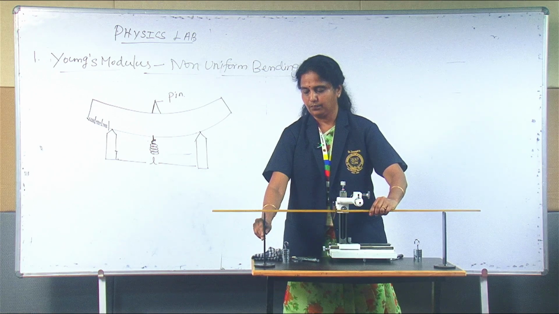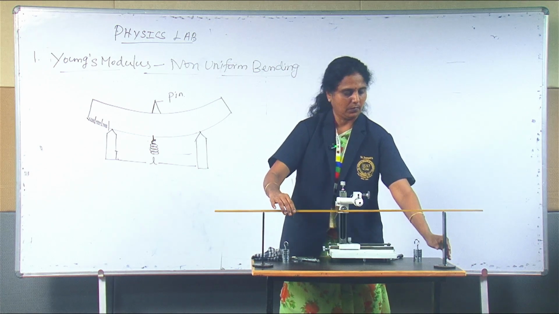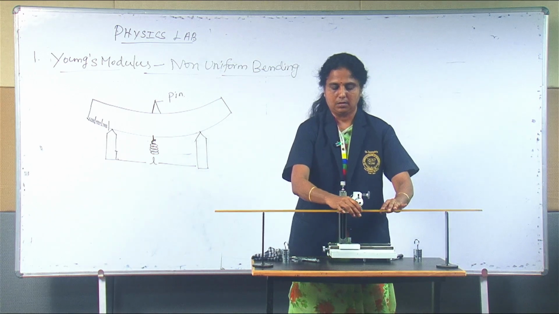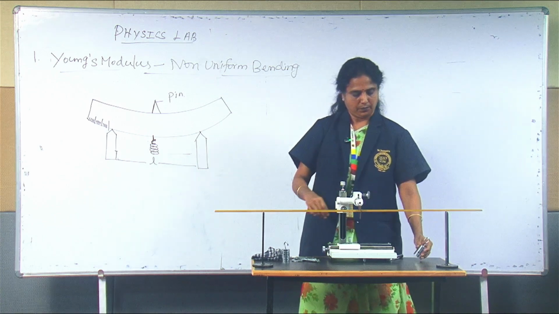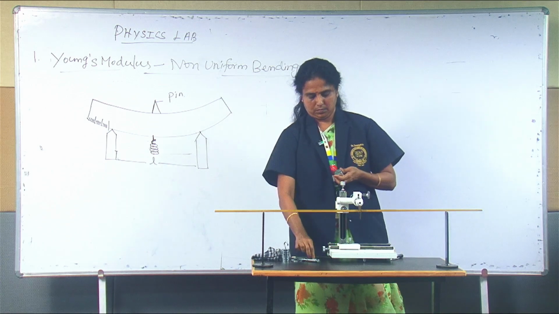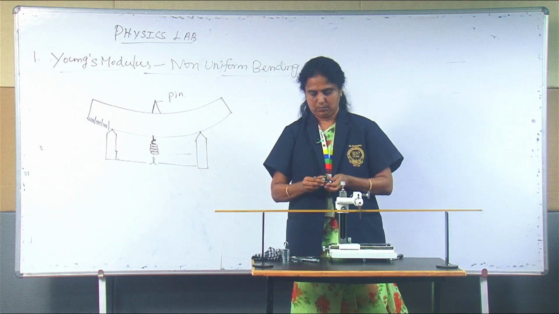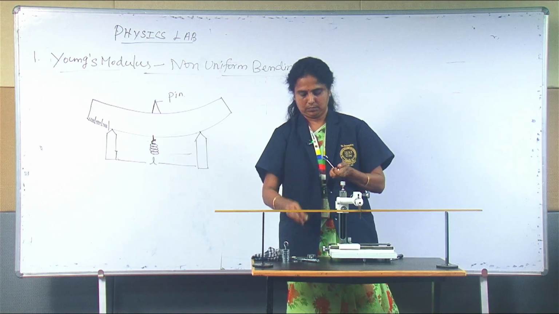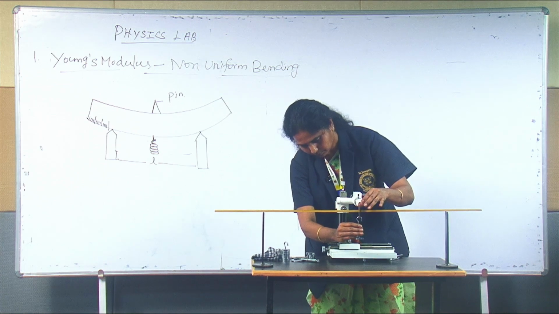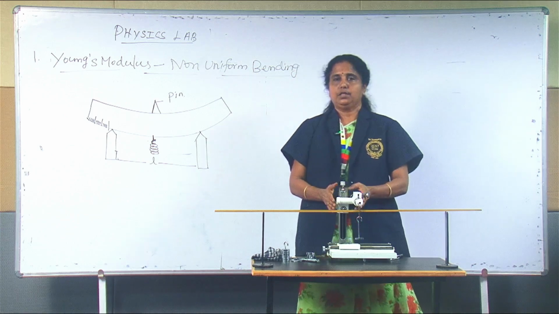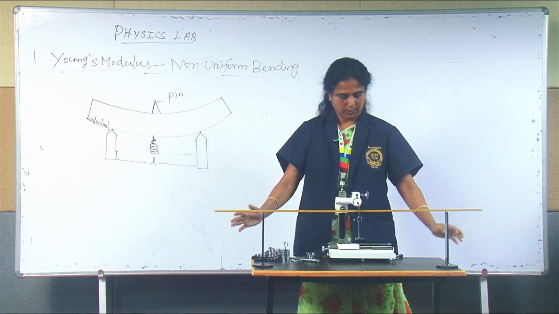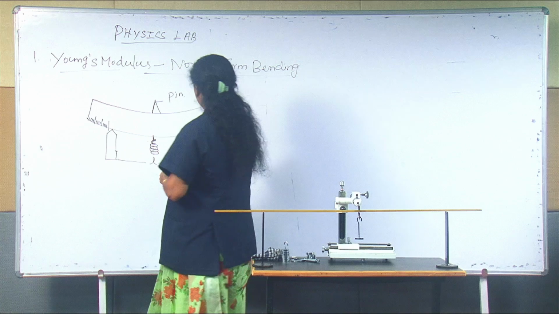Keep the length as minimum 70 centimeter, or 80 and 90, something like that. Okay, so I have to add the load. By using this traveling microscope, we have to focus the needle first. Okay, so this is a setup for the Young's modulus.